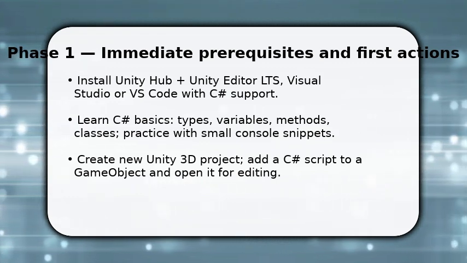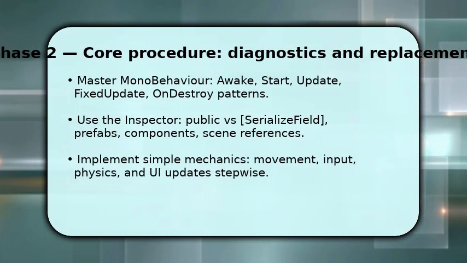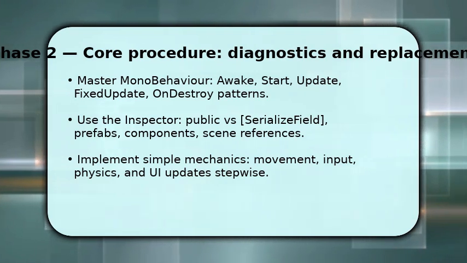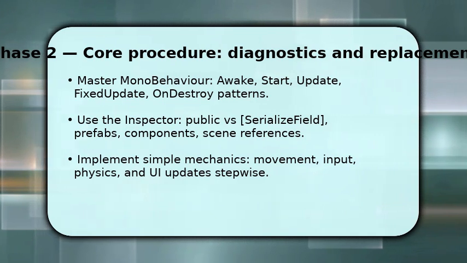Now you connect C# concepts to Unity patterns so systems behave predictably. Focus on MonoBehaviour lifecycle methods like Awake, Start, Update, and FixedUpdate. Use each where timing matters. Add OnDestroy for cleanup.